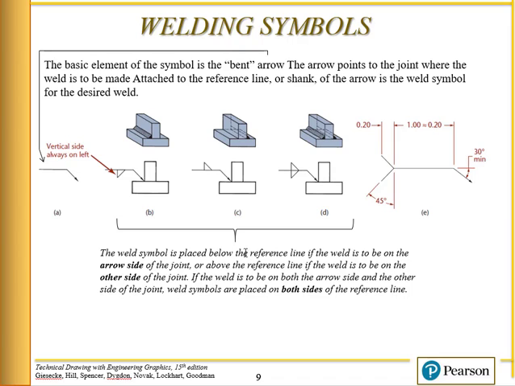Okay, so the weld symbol is placed below the reference line if the weld is to be on the arrow side of the joint, or above the reference line if the weld is on the other side of the joint. Now, if the weld is to be on both sides, then you'll get that weld symbol placed on both sides of this reference line.